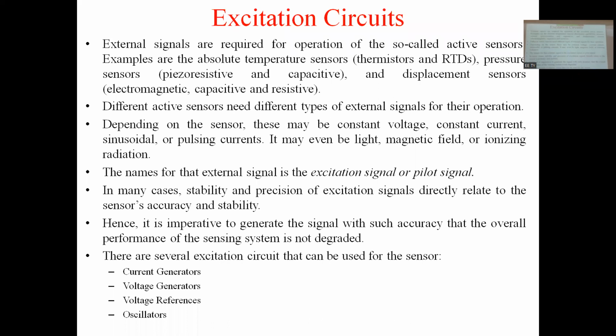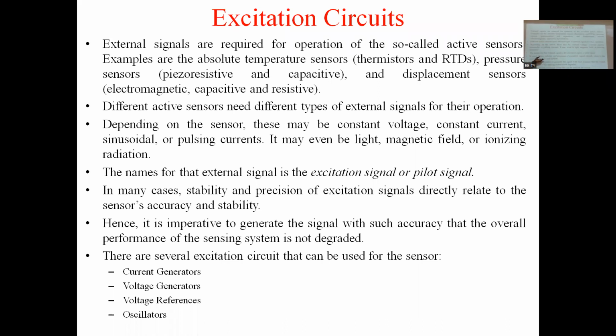So in many cases, the stability and precision of the excitation signal directly relate to the sensor accuracy and stability, right? So that means in many of the sensors or systems, the stability and precision of the excitation signal matter. Whether we are providing a voltage source, whether this source is stable or not, that means the stability and precision of that source will relate to the sensor accuracy, performance, as well as stability.